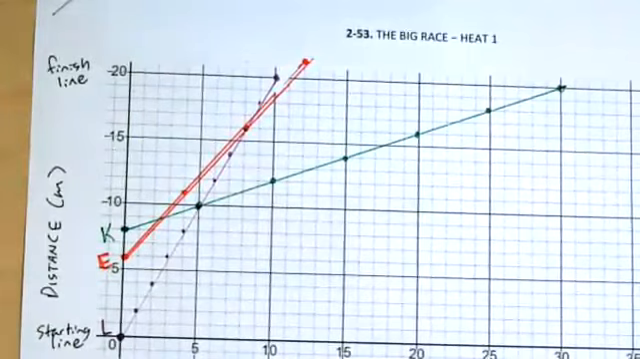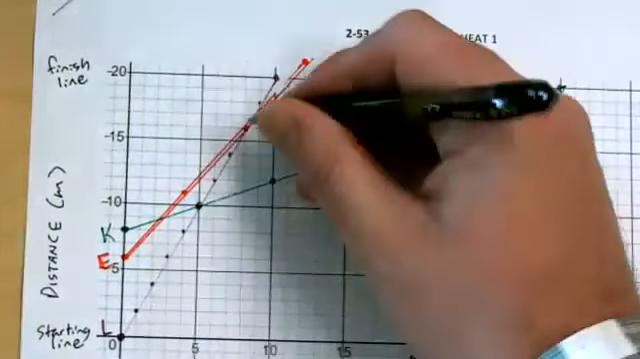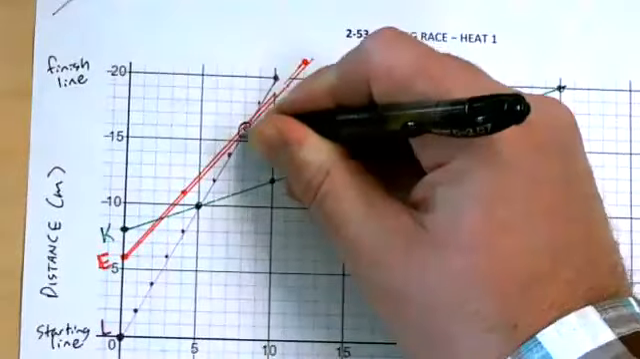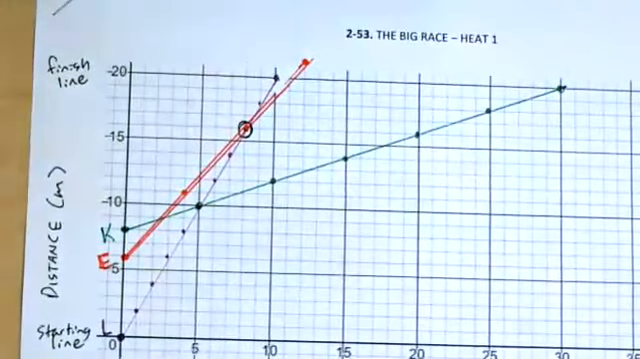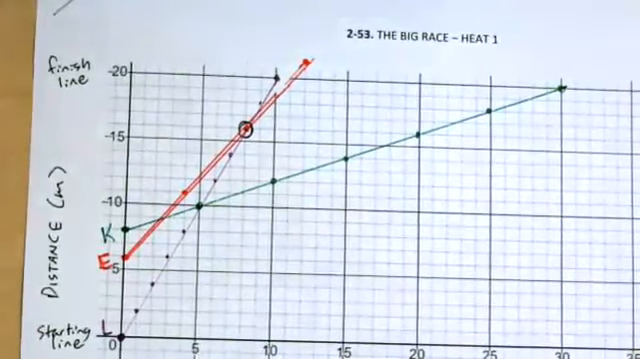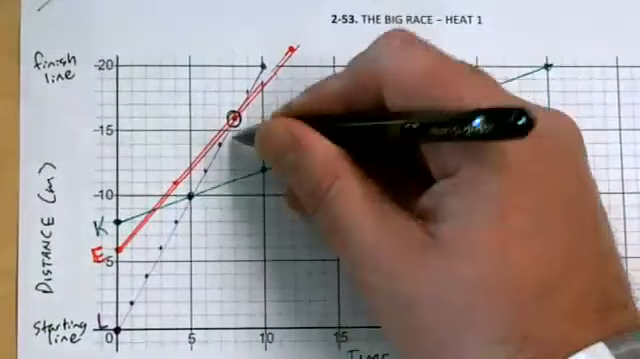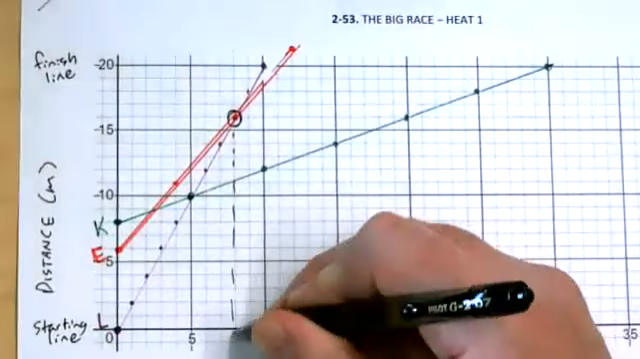They were the same place in the race at the same time? Can you find me that spot on the graph where Leslie and Evie were in the same place at the same time? I'm hoping that you're looking at this point right here where those two lines cross. So the question was, how many seconds did it take for Leslie to catch Evie? How many seconds into the race did this happen? It happened 8 seconds into the race, right?